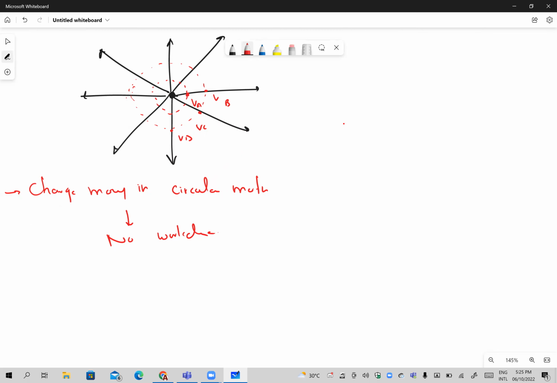I was asking that the charge is moving in a circular motion, and for this specific reason, there is no work done on the charge. Why do you think so? It's not moving in the direction of the force applied. Exactly, there's no change in radius. So only a radius change will cause work done.